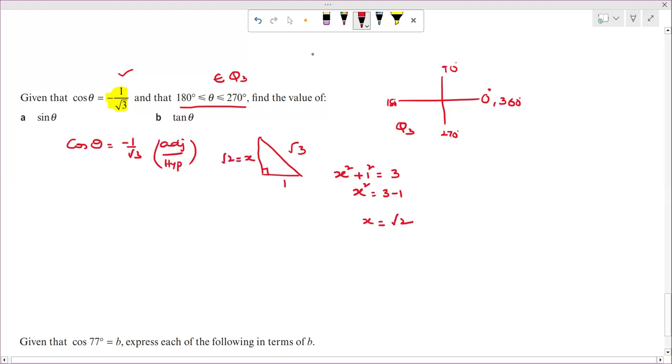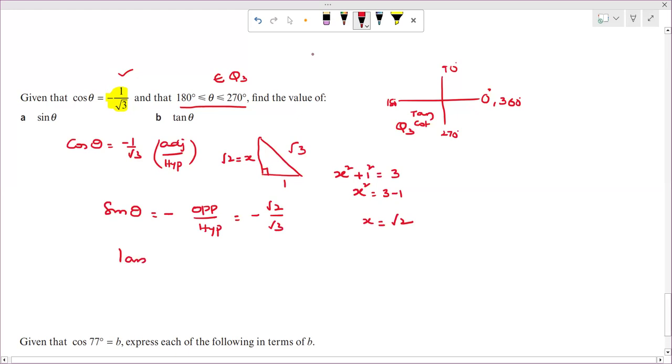Now we need to find sine theta. In the third quadrant, only tan and cot are positive, and the remaining are negative. So sine is negative. What is the sine formula? Opposite by hypotenuse. So minus opposite root 2 by hypotenuse root 3.